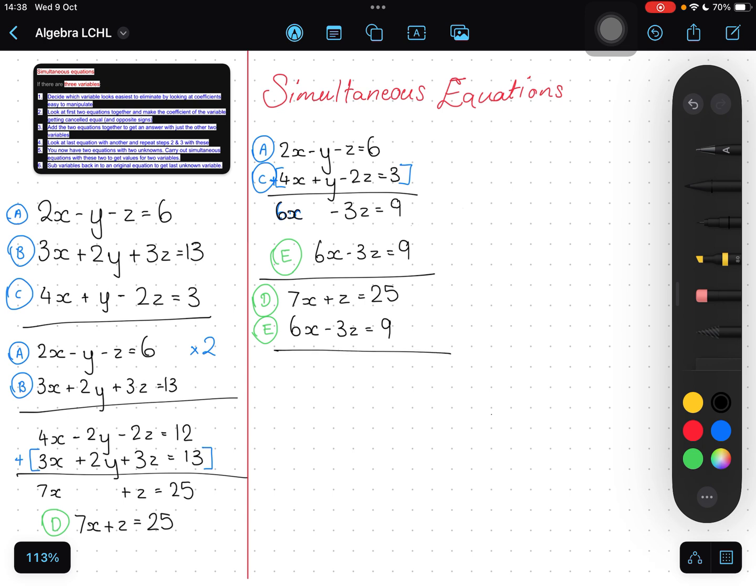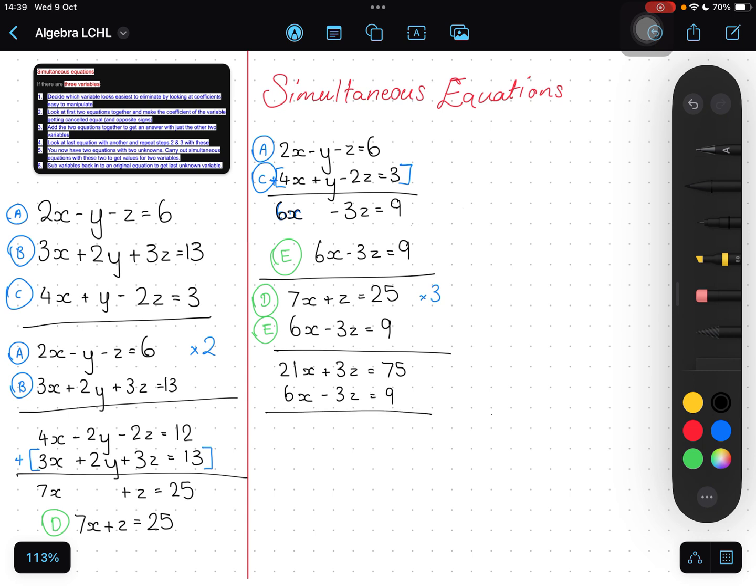Okay, so if I want them to have the same numbers in front of one of the variables, it's going to be easier here for me to match up the numbers in front of the z. So I'm going to multiply D by 3. Okay, so onto the next line, I will get 21x plus 3z is equal to 75. And I'm going to get 6x minus 3z is equal to 9.